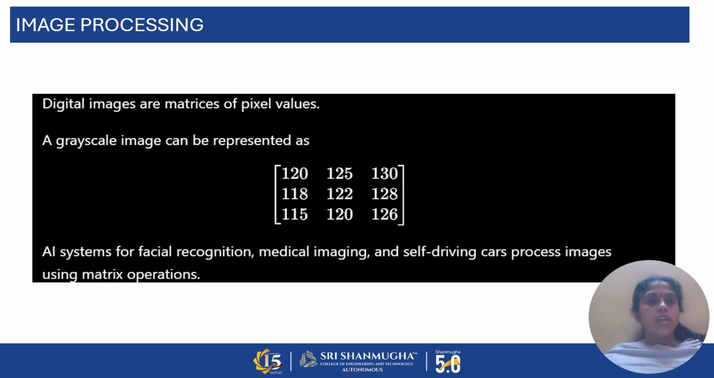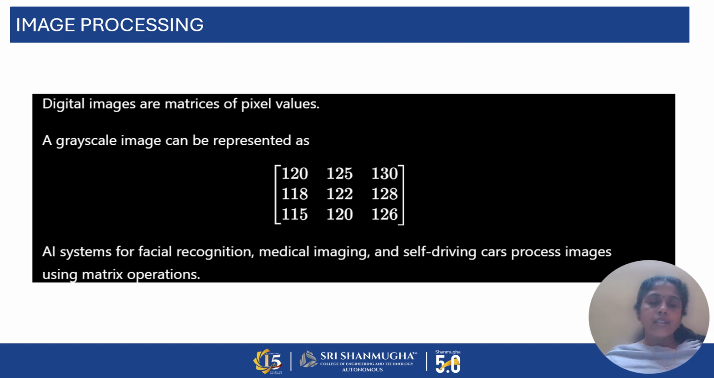Digital images are matrices of pixel values. The next important application of matrices in AI is image processing, where all the images are processed. When an image is given as an input, it will be processed in the form of a matrix, then converted into pixels. A grayscale image can be represented as this value. AI systems for facial recognition, medical imaging, and self-driving cars process images using matrix operations.